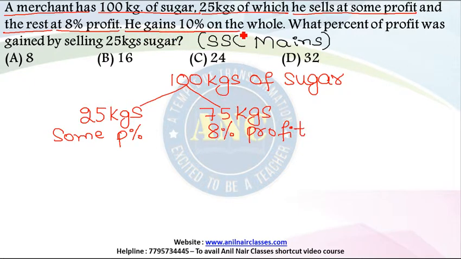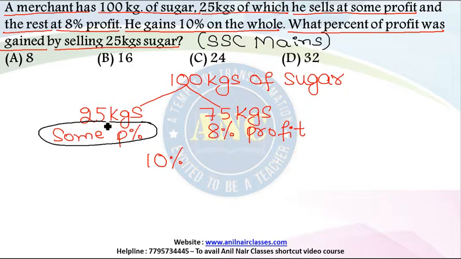He gains 10% on the whole. The overall profit percentage what he is gaining is 10%. What profit percentage was made or gained by selling 25 kgs of sugar? That means this value is what we need to find. Now see here, first quantity is 25, second quantity is 75.